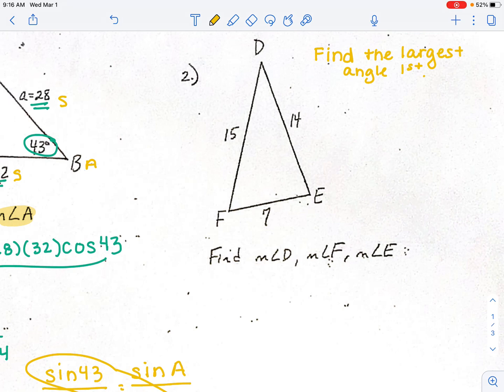So if you look at my side lengths, I've got 7, 14, and 15. So my largest angle is going to be across from my largest side, 15. So my largest angle is going to be E. So we're going to find E first.